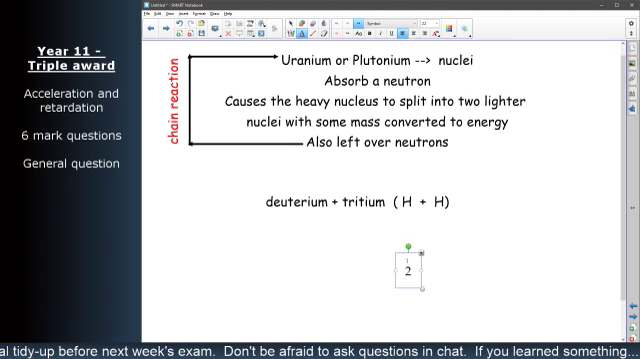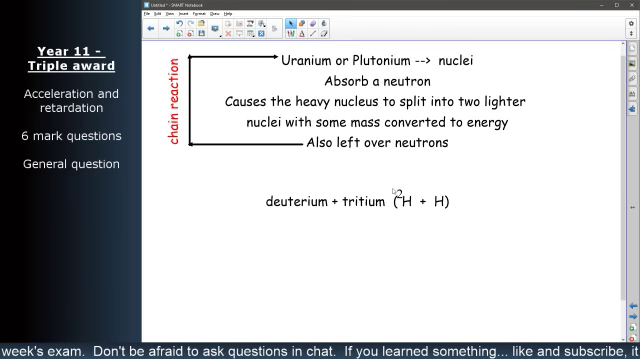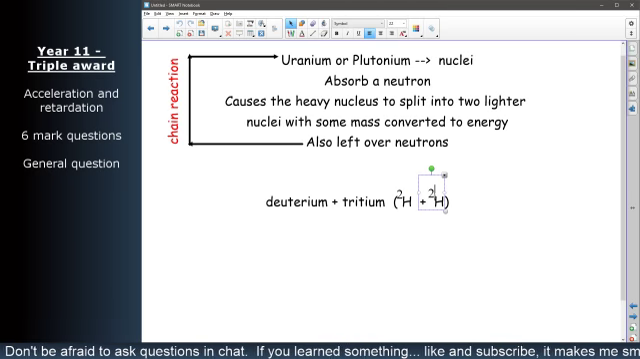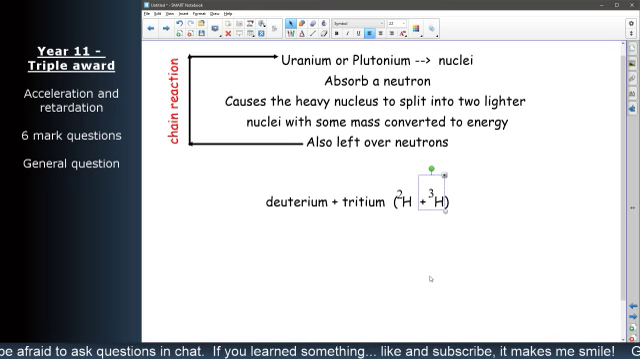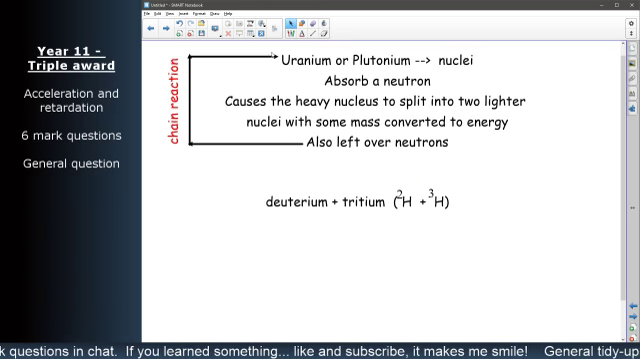Okay, we want a 2 up there. So that's hydrogen 2 for deuterium, a mass number of 2, this is an isotope of hydrogen, and a mass number of 3 for the tritium. Okay, they both have an atomic number of 1. So that's our fuel.